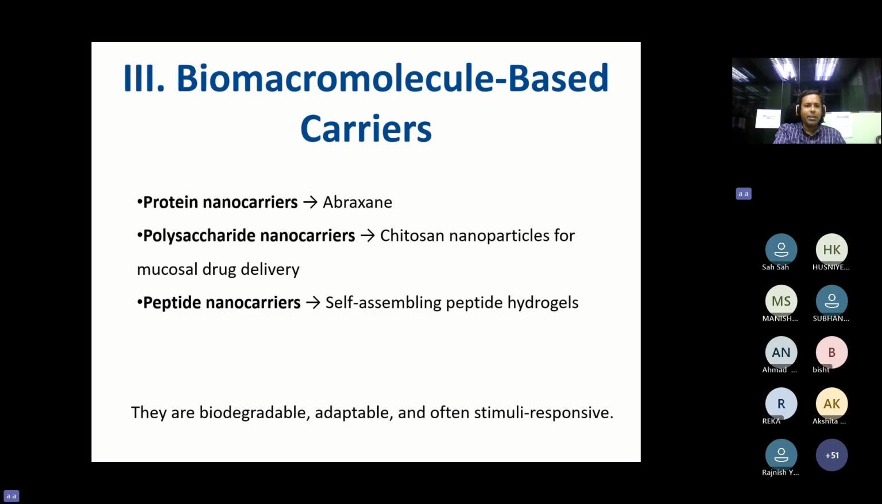Biomacromolecule-based carriers, for example, the protein nanocarriers. Abraxane is one of the drugs used for delivery, coated by protein nanocarriers, and polysaccharide nanocarriers like chitosan nanoparticles are used for mucosal drug delivery because of their mucoadhesive properties. Peptide nanocarriers are also used for their unique properties as self-assembling peptide hydrogels.